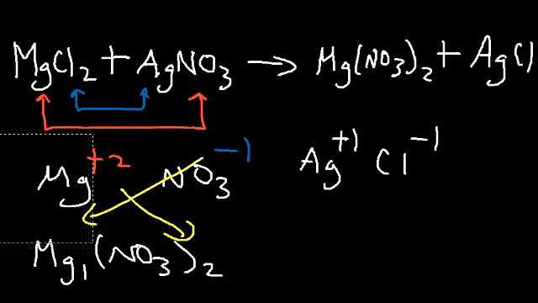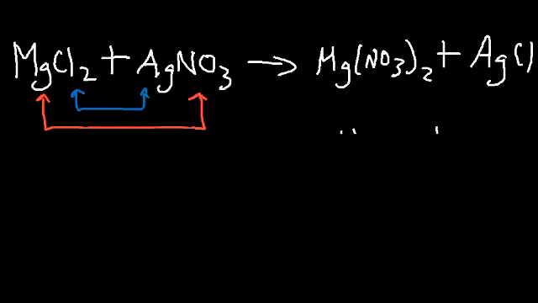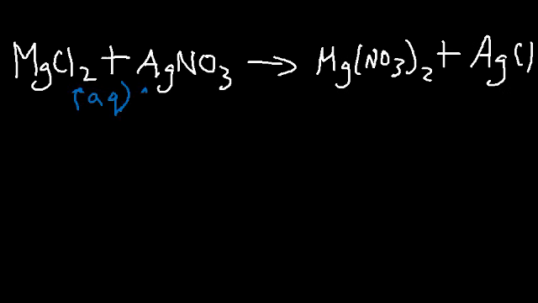So now, what we need to do is write the phases of every substance that we have. Now we know the first two reactants are in the aqueous phase. Magnesium chloride is soluble, and nitrates are always soluble. So magnesium nitrate is soluble as well. Now silver chloride is insoluble. It doesn't dissolve in water. And to figure this out, you need to be aware of the solubility rules.